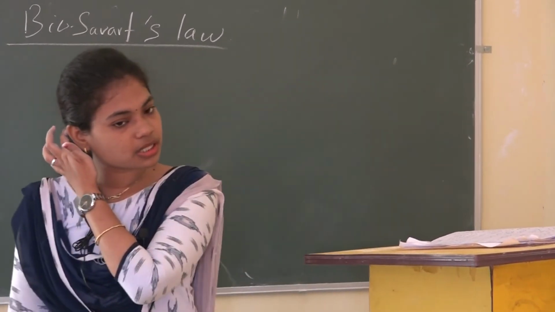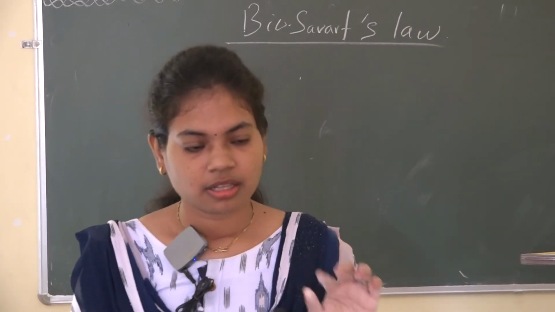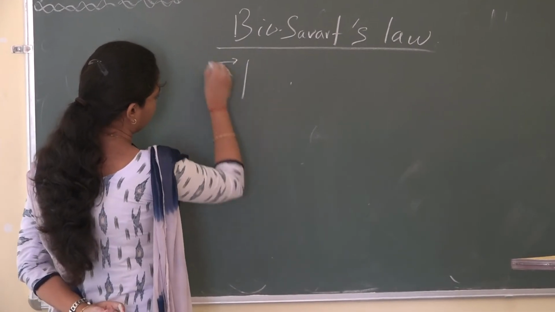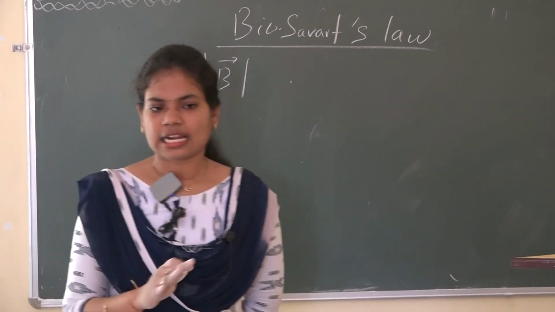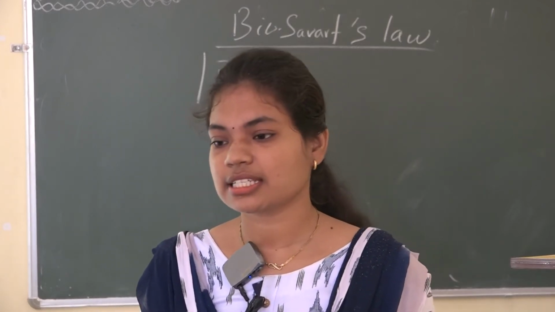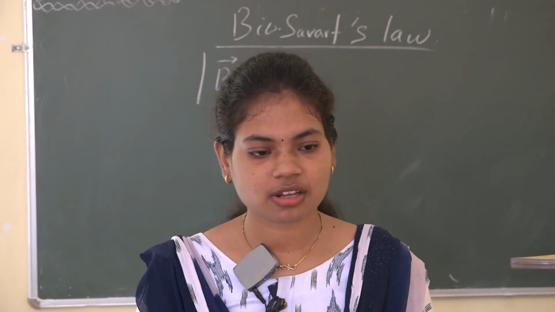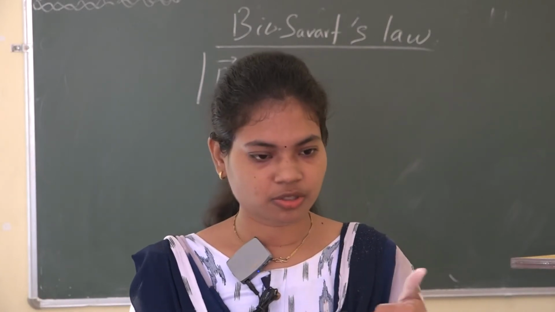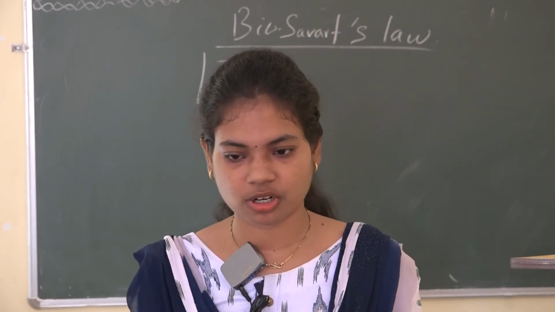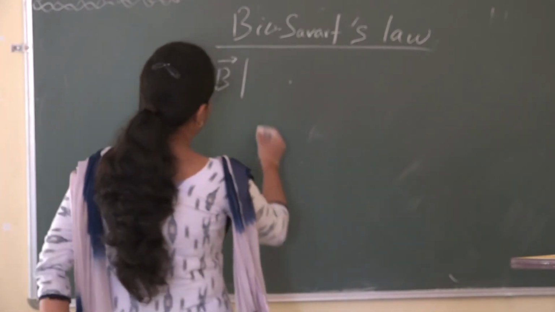Magnitude of magnetic field means, what is the symbol of magnetic field? B. Is magnetic field a scalar quantity or a vector quantity? Vector. It has direction. In a straight current carrying wire, we have studied the direction of current and the direction of magnetic field. So it is a vector quantity. Magnetic field is a vector quantity.